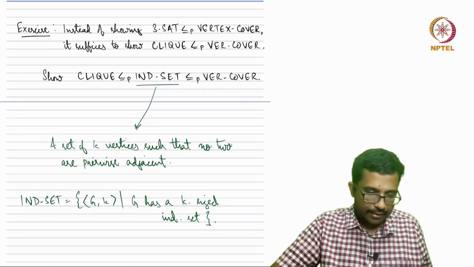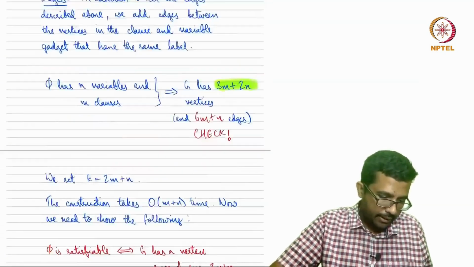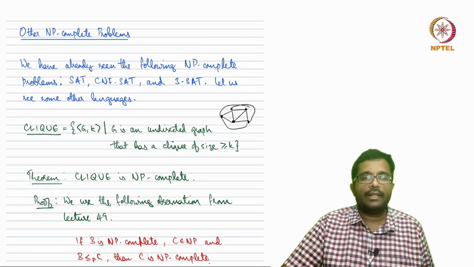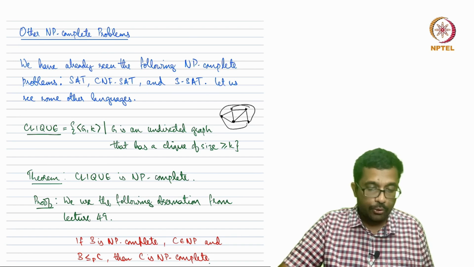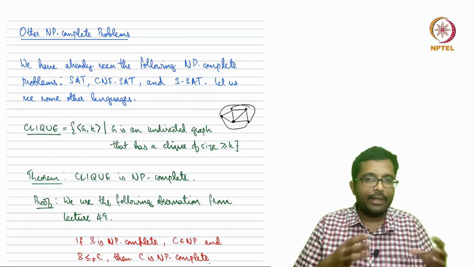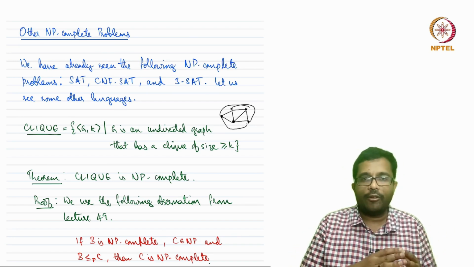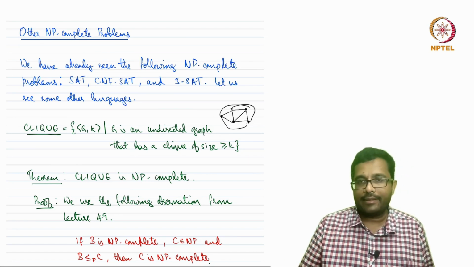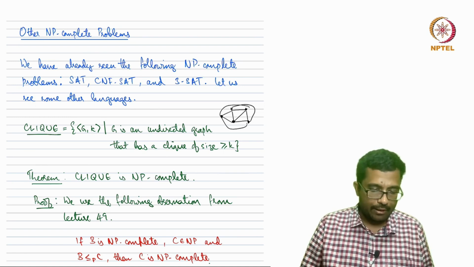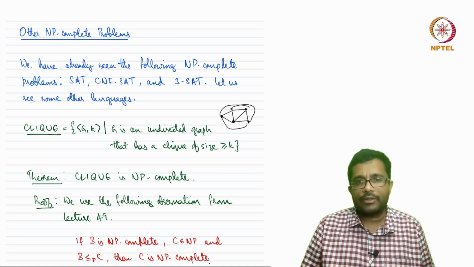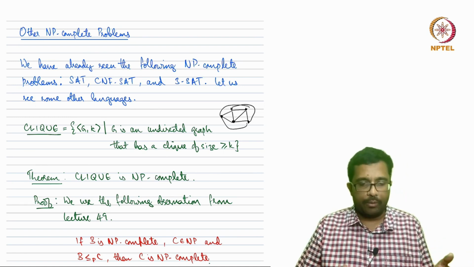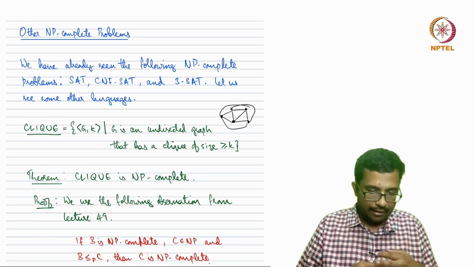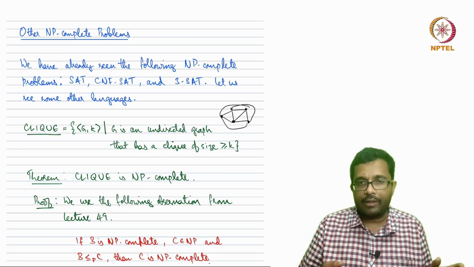You can try this out as an exercise, and that completes lecture number 52, where we saw that CLIQUE is NP complete as well as vertex cover is NP complete. So now we have seen two languages which are entirely based on graphs and not on Boolean formulas that are NP complete. And in the next lecture we will see yet another language that is NP complete, also based on graphs, but a different property. Here we are looking for a certain structure in both CLIQUE and vertex cover. In the next one we'll be looking for a certain type of path in a graph.